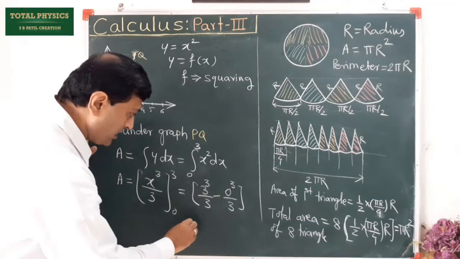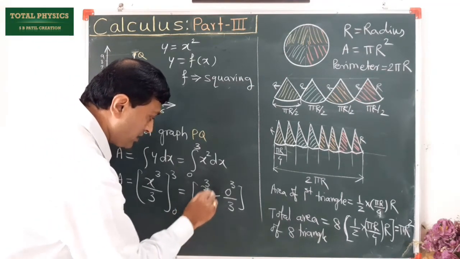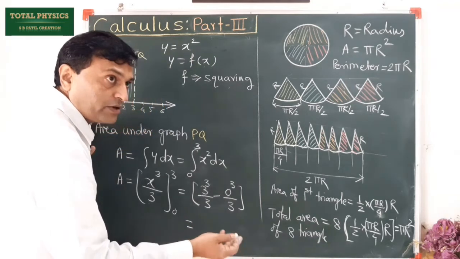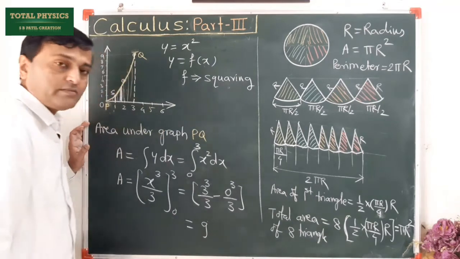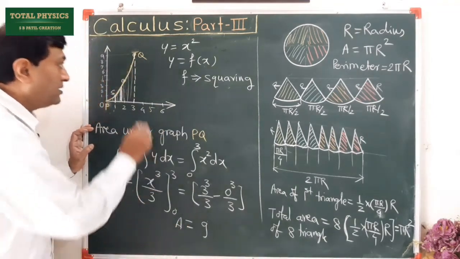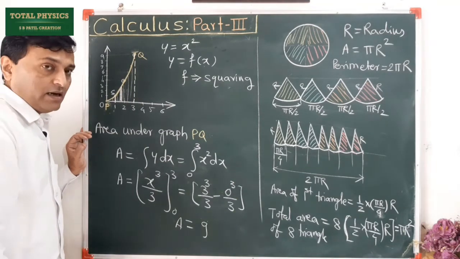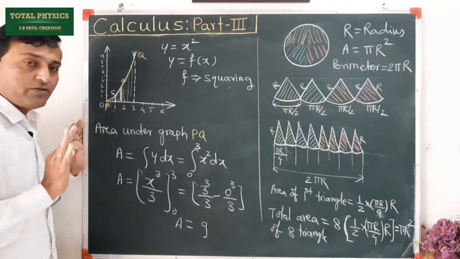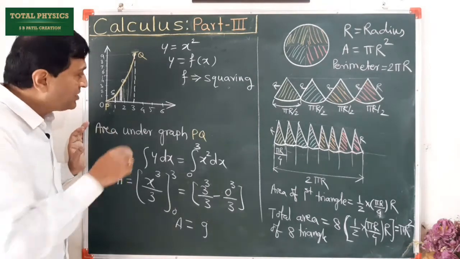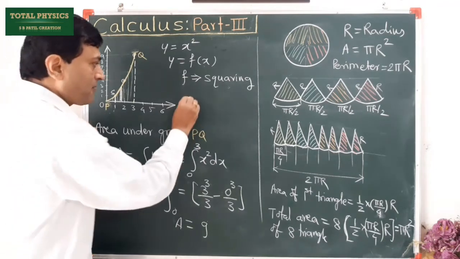Now here the answer is only 9 by 3. 3 into 3 into 3 means 3 cube, 27. 27 by 3 means 9. Total area under this graph is 9. You might have understood this. Okay, means we can find out the area. How can we convert this area into a rectangle? We will convert.